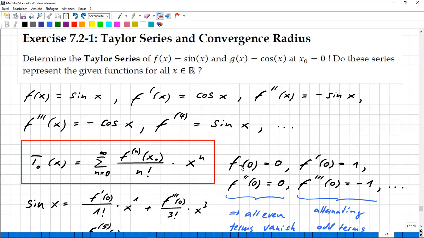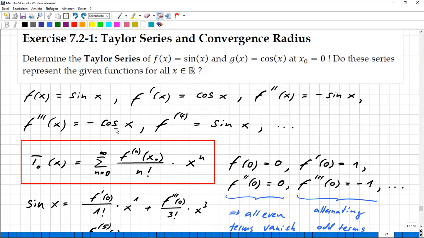So f of 0, which is also derivative number 0 at the expansion point, equals 0. That's what we have because sine of 0 equals 0. Also the first derivative, which is the cosine at 0, equals 1. Cosine of 0 equals 1, as you all know. And the second derivative, again, because it's the negative sine of x, equals 0, and then the third derivative at 0 equals -1. This is the negative cosine. That seems to be quite an easy scheme.